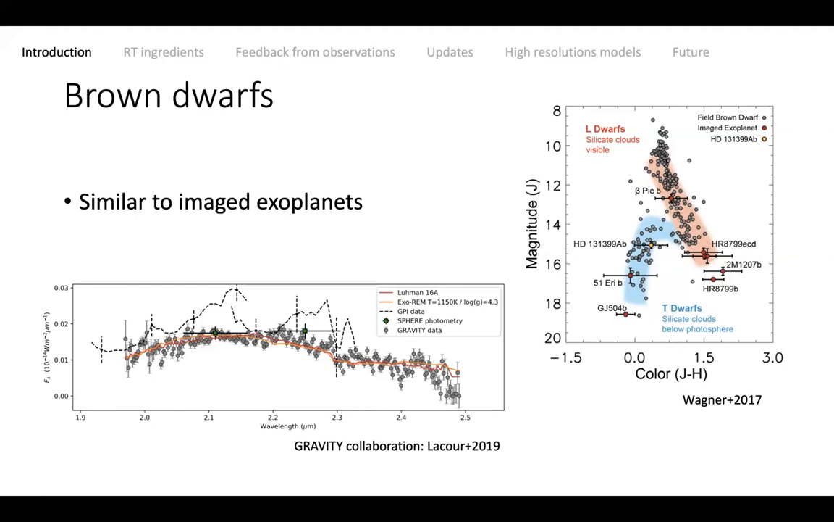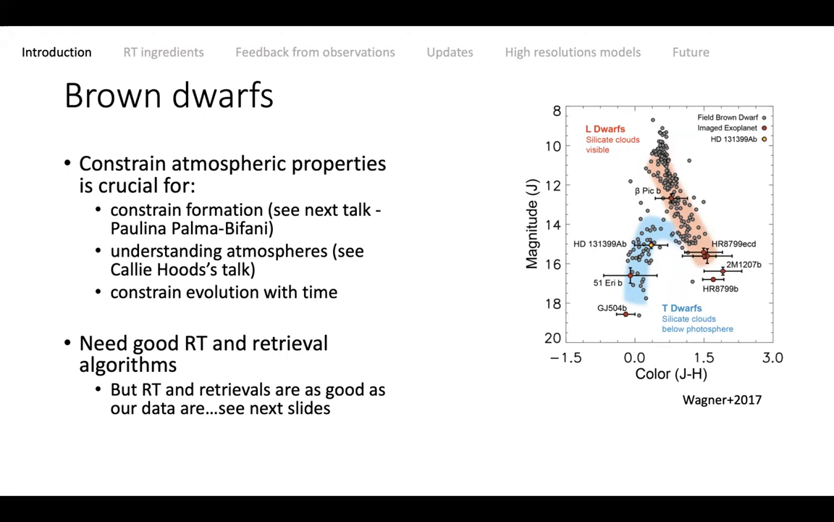Now, one thing you might think is, why do we care about the atmospheres of these objects? We are talking about objects that are about one Jupiter radius. They have a mass of 13 to 80 Jupiter masses. So the atmosphere is but a teeny tiny part, both in length, like in size, and in mass. So why do we care?